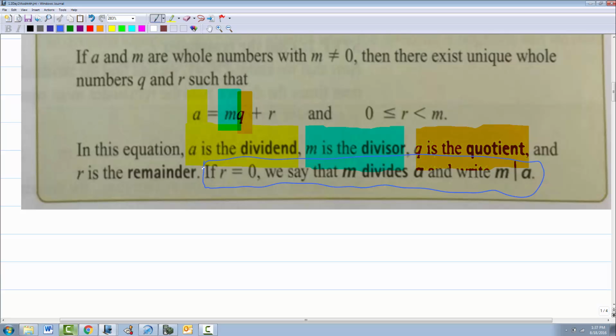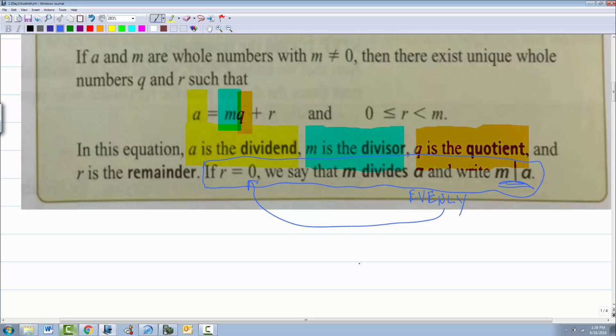If we say M divides A, we write it like this. Really what they should say is M divides A evenly. Come on, it's like playing Wheel of Fortune. E-V, evenly. What does evenly mean? The remainder is 0. So we can say M divides A if the remainder is 0. It's going to be written like this. M divides A, right here.